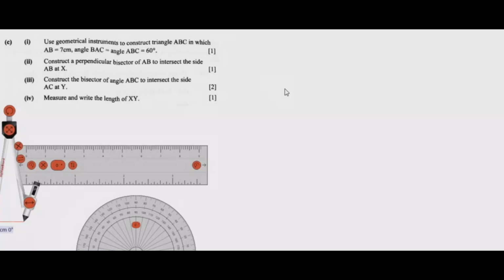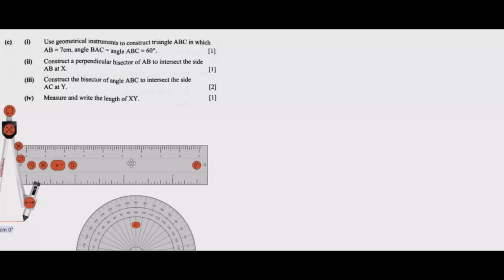Okay, in this video I'm going to answer a question that came in 2022 external, and this is the question on geometric. The question C1 was as follows: use geometrical instrument to construct triangle ABC in which AB is equal to 7 centimeter and angle BAC is equal to angle ABC, which is equal to 60 degrees. So there are two angles there that are equal.